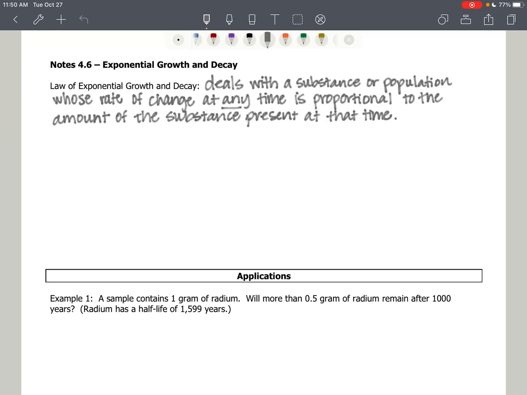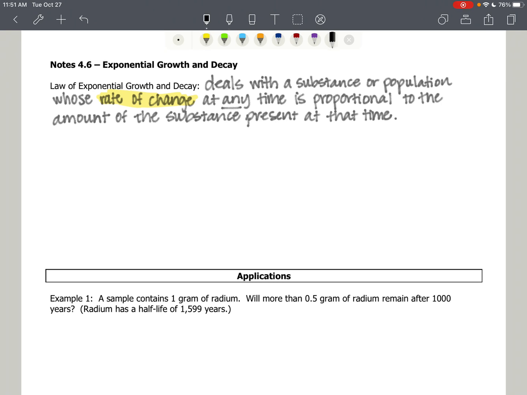The law of exponential growth and decay deals with a substance or population whose rate of change at any time is proportional to the amount of the substance present at that time. So what should catch our eye right here is this rate of change, because we know that that's calculus. That rate of change is what we've been working on this whole time. Proportional to means equal to.